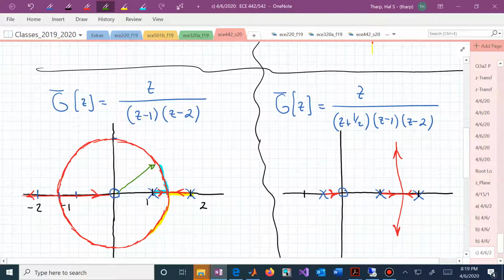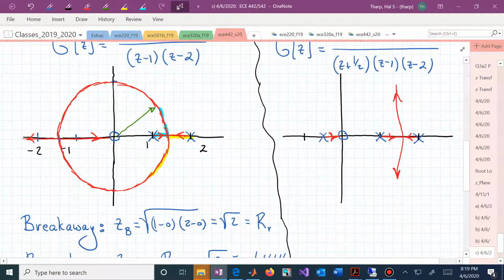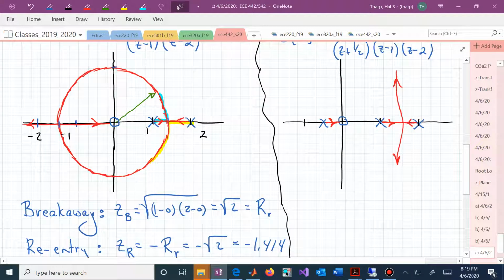The radius is determined by the geometric mean from the center to the pole, and from the 0 to each pole has a length, and we can now find the geometric mean of those two lengths, which in this case is what I'm calling r sub r. That's a distance of 1 from the origin to 1 and a distance of 2 from the origin to 1. So now we have the square root of 2 as our radius of that circle.